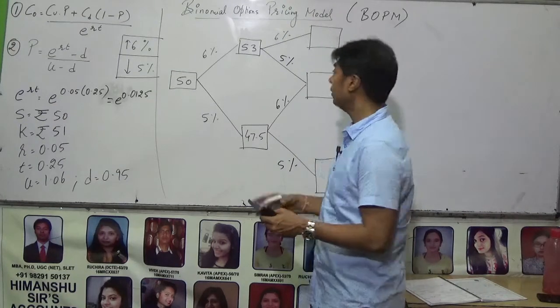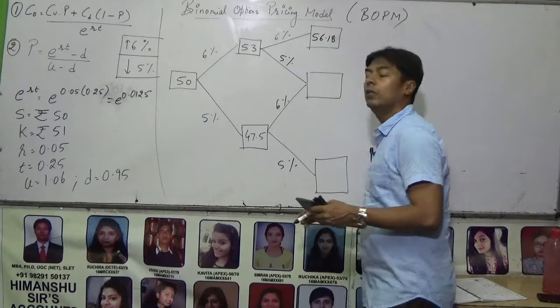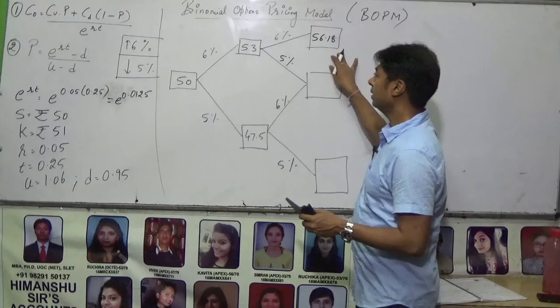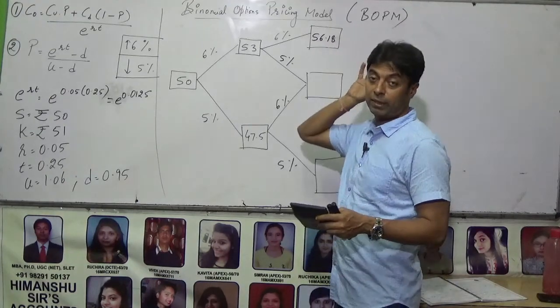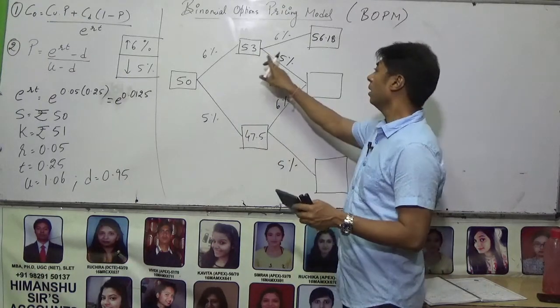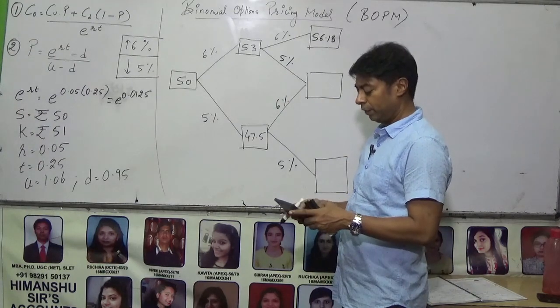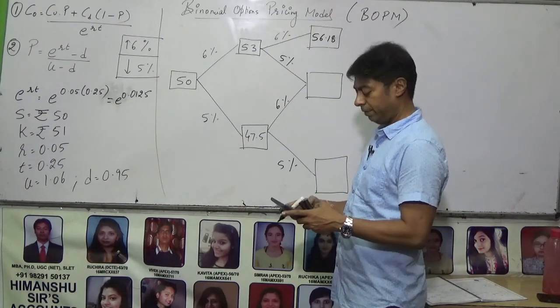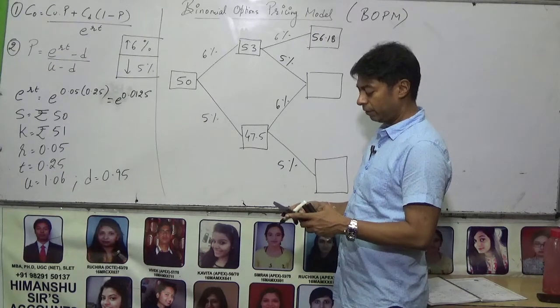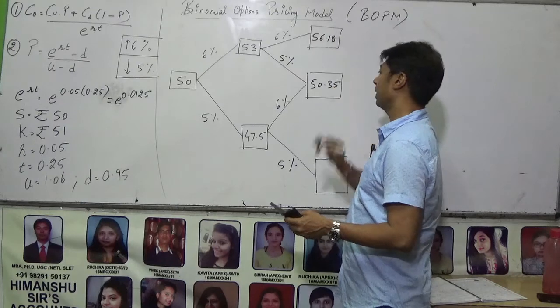3.18. Adding this, you will get 56.18. This is going to be the price in the second stage. Since it is a two-stage model, in the first stage the values were 53 and 47.5. Now you have to decrease the value by 5% from 53. So 53 into 0.05 will give you 2.65, minus, you will get the value as 50.35.